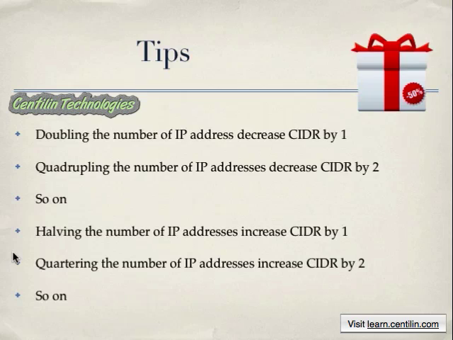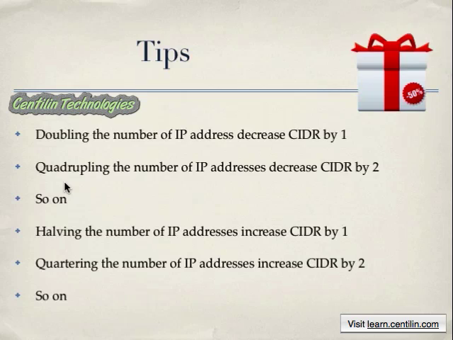And so here are some tips when you are doing subnetting or supernetting. When we are increasing the number of IP addresses, or doubling the number of IP addresses, we decrease the CIDR by 1. So remember, since we're doubling, we're doing supernetting. And if we're quadrupling the original number of IP addresses, we decrease the CIDR by 2, and so on.